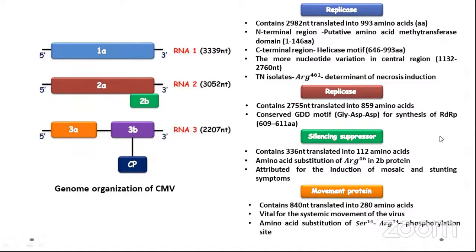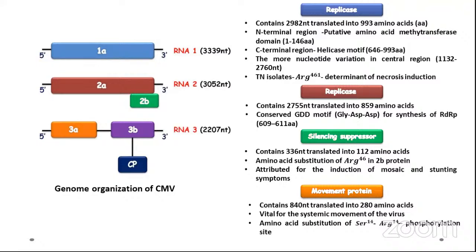Followed by RNA2, which encodes the 2A and 2B proteins. 2A is a replicase protein containing 2755 nucleotides. It has the conserved GDD motif, from amino acids 609 to 611, for the synthesis of RNA-dependent RNA polymerase for replication of the virus. And 2B is a silencing suppressor protein, determined to have 336 nucleotides translated into 112 amino acids. A unique amino acid substitution was observed at the arginine 46th position of the 2B protein, which is attributed to the induction of mosaic and stunting symptoms in the infected plants.